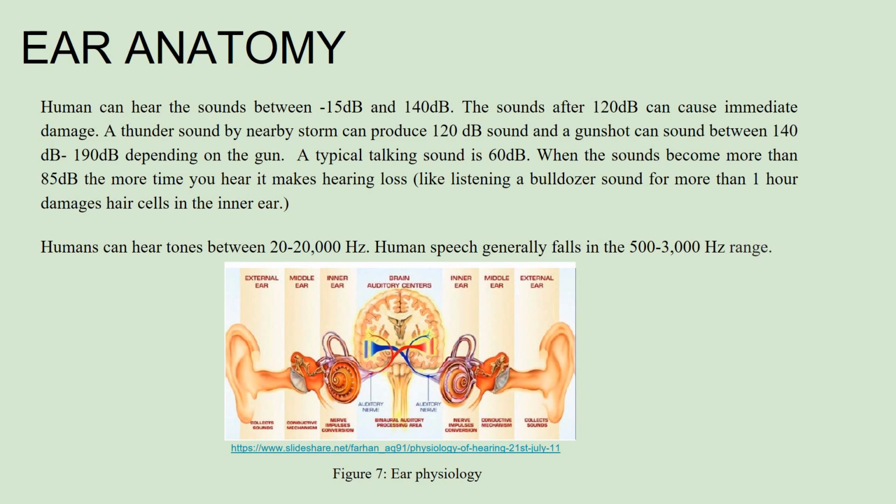The human ear can hear sounds between -15 and 140 decibels, but sounds over 120 decibels damage the human ear. Besides, if we hear sounds over 85 decibels for a long time, it also causes hearing loss. Normal speech sound is about 60 decibels. If we determine the sound range in hertz, the human ear can hear sounds between 20 and 20,000 hertz. And normal speech sound is in a range between 500 and 3000 Hz.